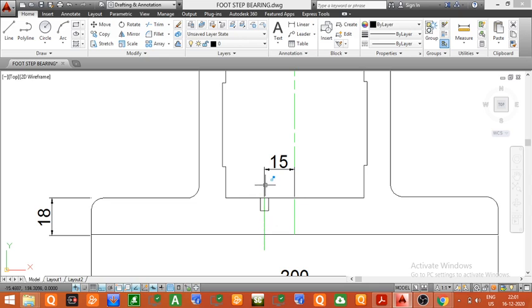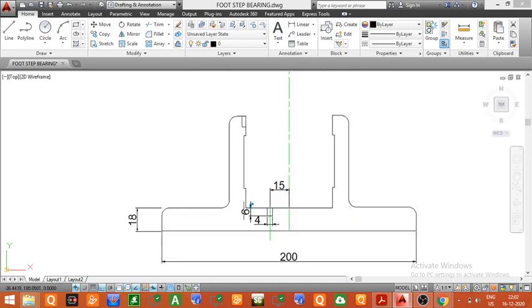You can see this was the center of the hole. From the center take 2 mm on the left hand side, and from the same center take 2 mm on the right hand side. Then mark the vertical height, which will be equal to 6 mm, and complete the hole. Now I will give the dimension. So you can see the height of the hole is equal to 6 mm, and the diameter of the hole is equal to 4 mm.